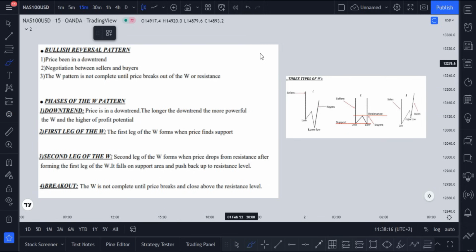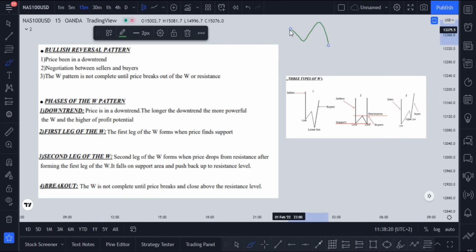So in this case, with the M formation, we were going down, right? So basically we had our support over here creating the neckline, but now we are going to the upside, and this same support right here, the same neckline, is now a resistance, resisting the market from pushing to the upside because we're trying to buy in this market, right? We're trying to go bullish, right? So that is what we mean by this pattern is not complete until price breaks out of the W or the resistance level.